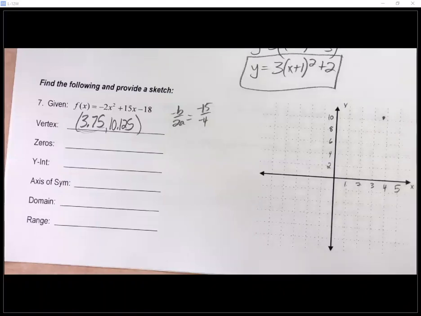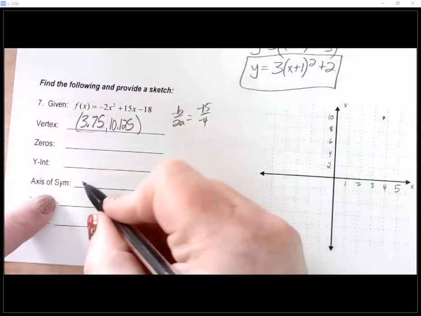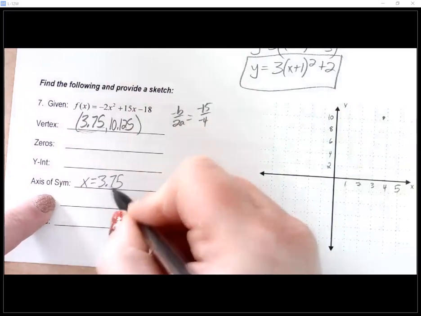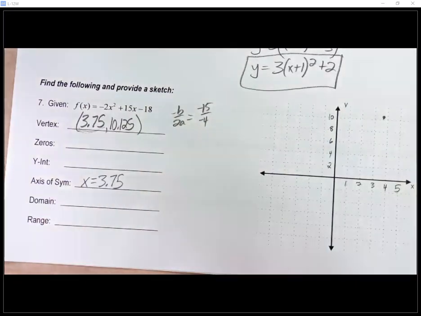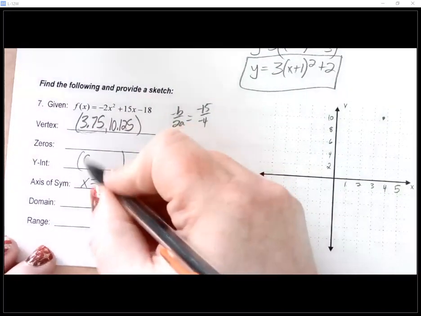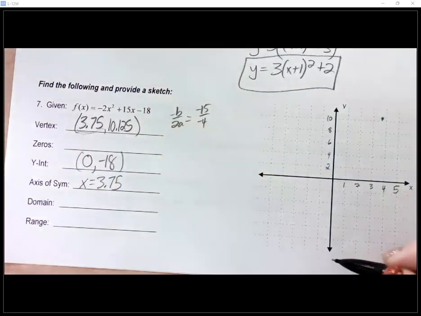All right. Once you have the vertex, you already have the axis of symmetry. So let's fill it in. What is it? x equals 3.75. You have to write the x equals part, right? Because it's a line. You gotta give me the equation of a line. So there's that. Let's do the y-intercept, it's super easy. What's that? -18. So when you plug in 0, you get out -18. So there's my y-intercept, which is way off my grid. That's okay. So now let's find those zeros.